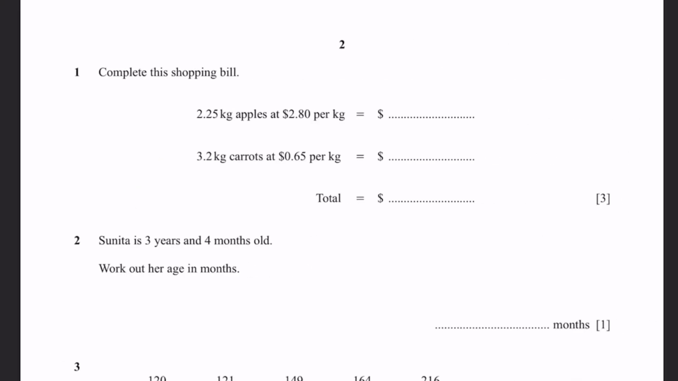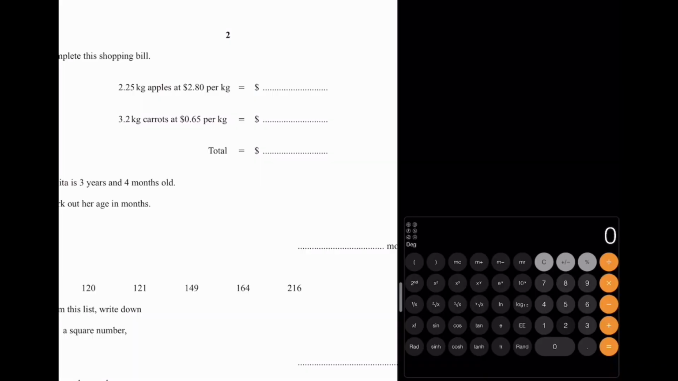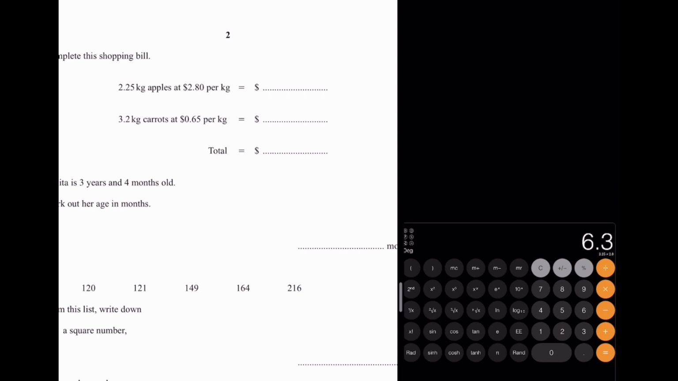2.25 kg apples at $2.80 per kg is equal to, let's get a calculator out just to multiply it. Here we are. 2.25 into 2.8. That'll be $6.30. Now 3.2 kg carrots at $0.65 per kg. So just multiply again. We get 2.08. And if we add it, we get $8.38. That's the answer. Let's go to question 2.